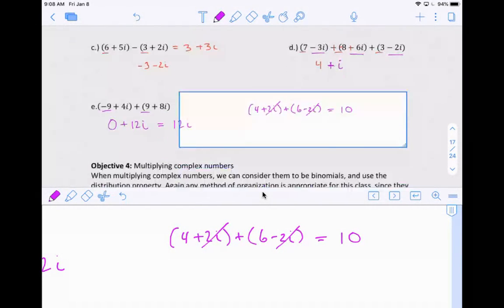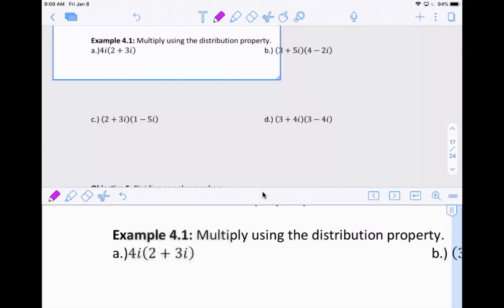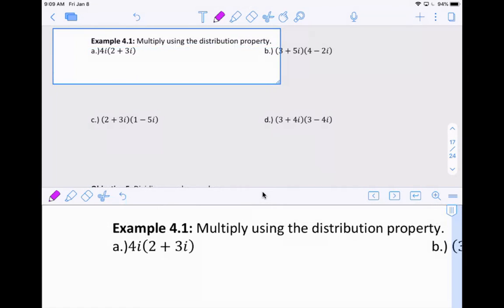All right, that's adding and subtracting. Let's talk multiplication now. Again, multiplication, we can consider this a binomial, and so we can follow the same rules of binomials. Remember, multiplication of binomials comes down to distribution. You basically just distribute in both parts of the number. In this first one, we're talking about one imaginary number times a complex number. Totally legal because we're considering the i a variable idea, and so we'll just distribute.